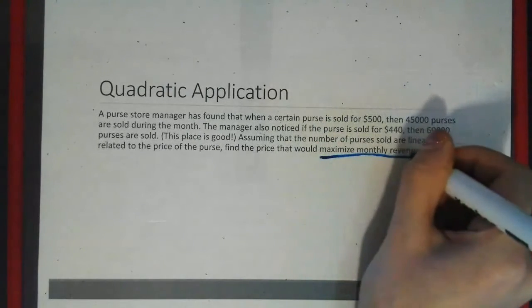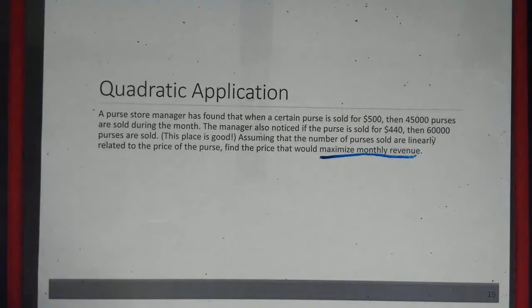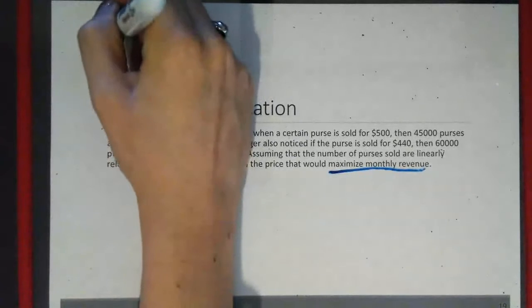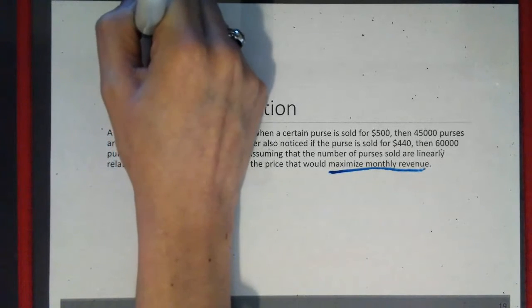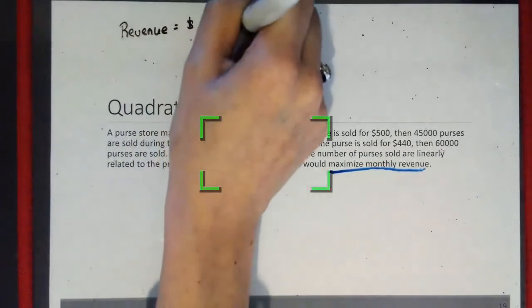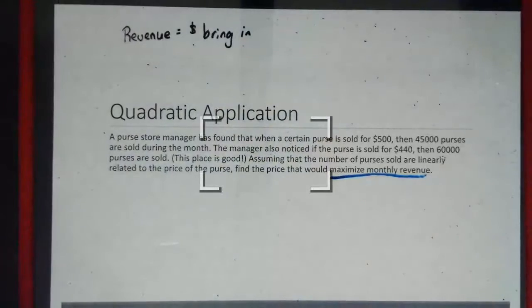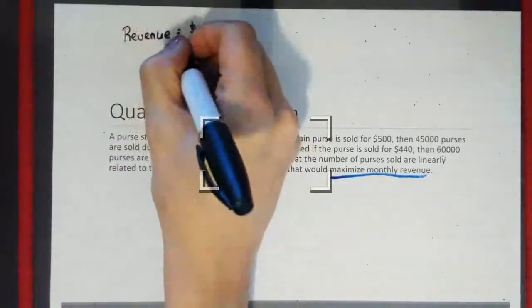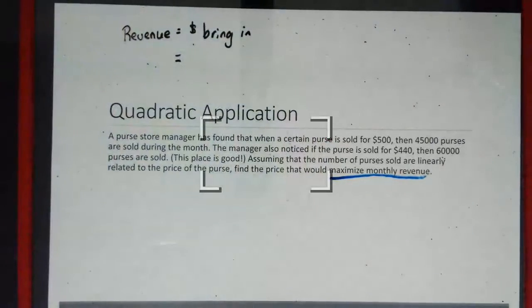So this is our goal, maximize monthly revenue. So let's think about what revenue means. Revenue just means the money you bring in. So when you sell them, the revenue is the money that you get for selling them. Well, to find our revenue, we're going to assume, based on this problem, that we're only selling one type of purse. Now, realistically, in a real store, there's more than one type of purse. But just for practicing, we're going to assume that there's only one purse.